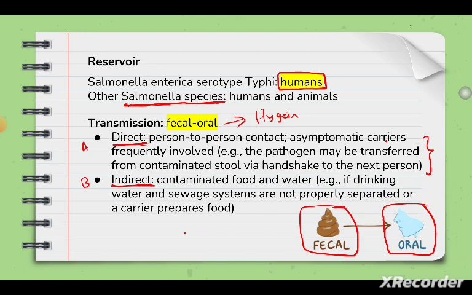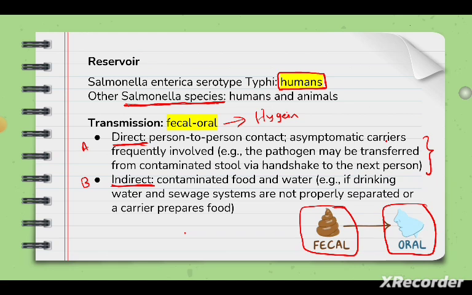So if we come to the mode of transmission, the mode of transmission is fecal-oral, and this can be achieved via two routes. The first is direct person-to-person contact, and what's important here is that asymptomatic carriers can still infect normal people through the fecal-oral route. So the pathogen may be transferred from contaminated stool via handshake, for example, to the next person.